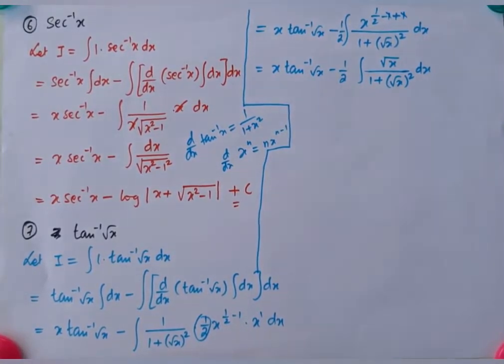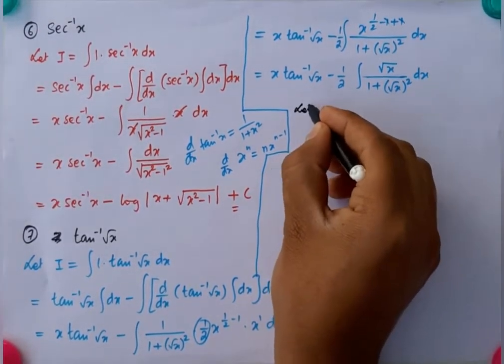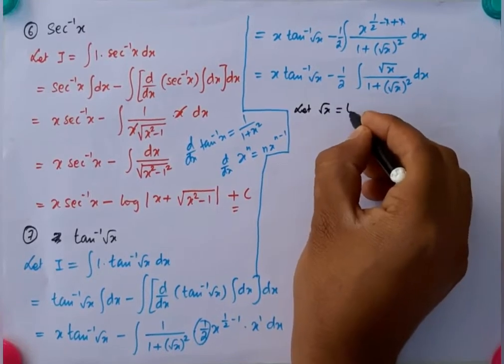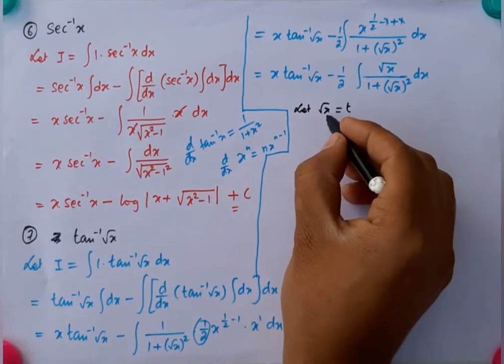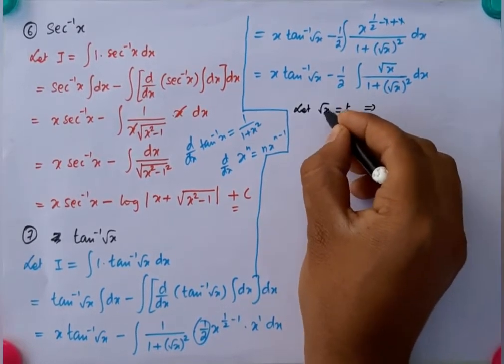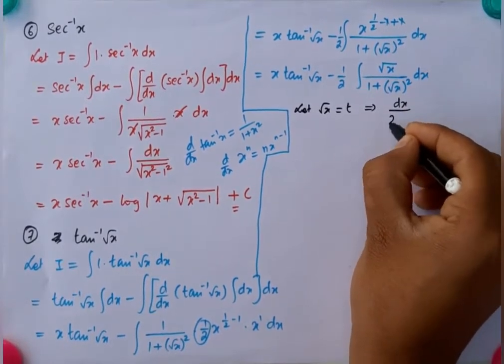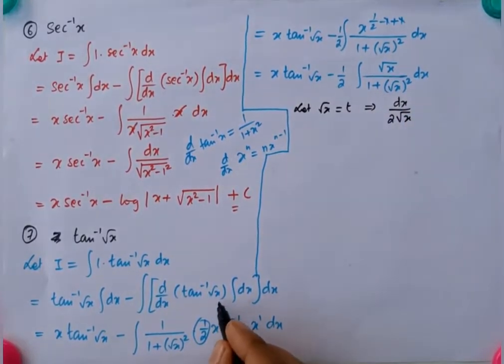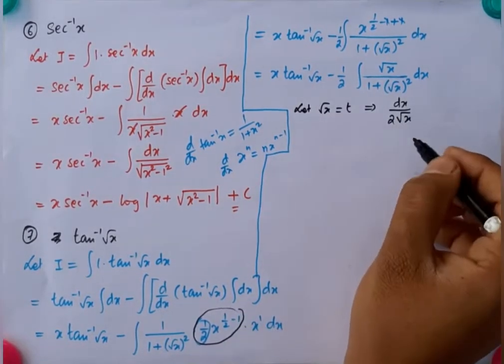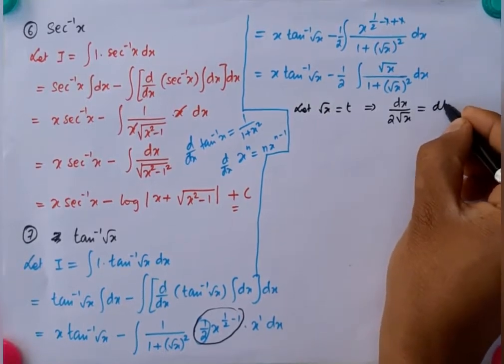Now here I'm going to do one small substitution. Let root x be equal to t. In this case I am doing substitution, remember. So if I take root x equals t, then when you differentiate this, you will get dx by 2 root x. So we have differentiated root x. You have seen that the differentiation of root x was exactly 1 by 2 root x. So dx will be equal to dt, isn't it?